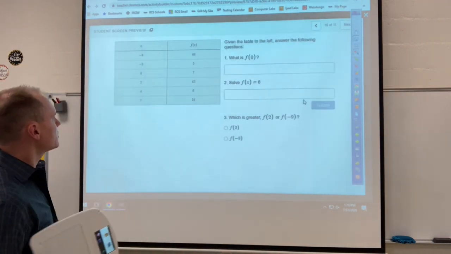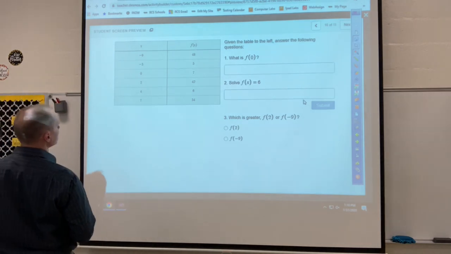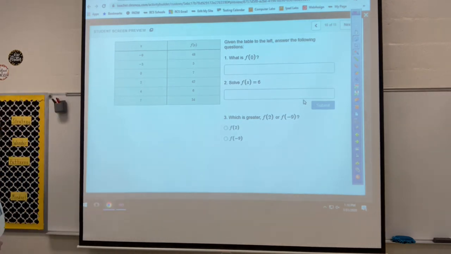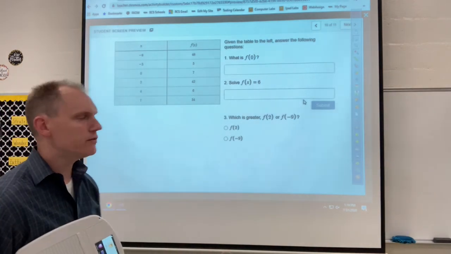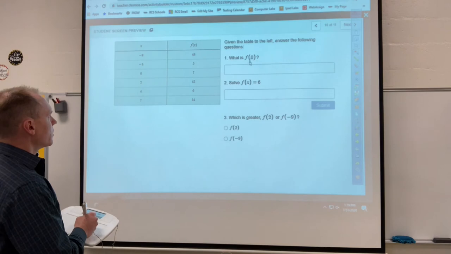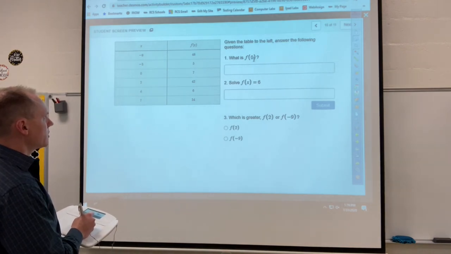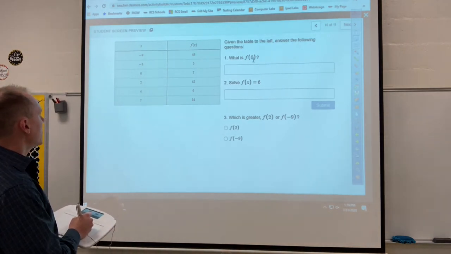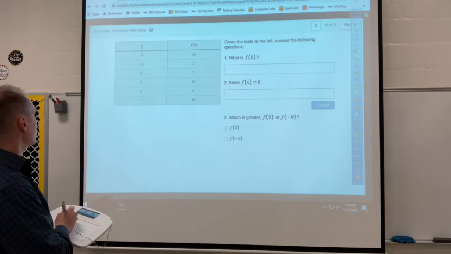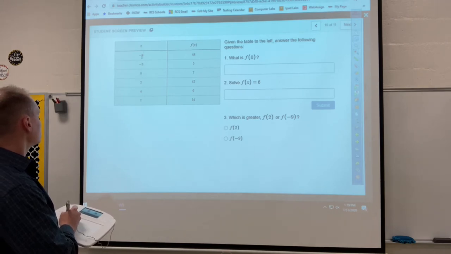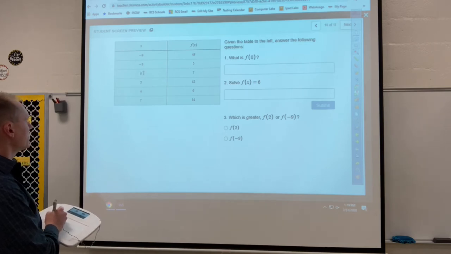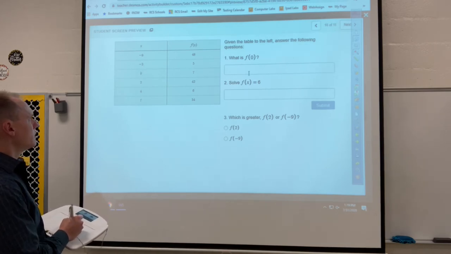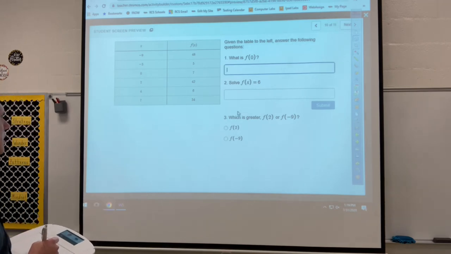All right, some follow-up questions here. Given the table to the left, answer the following questions. What is f of 0? So now we're looking at a table. So we're inputting 0, and we're looking for the output. So we're inputting 0 over here on the left, right? This is our x value, and the output corresponding to the input of 0 is 7. So we're going to put 7 into that box there. Okay?